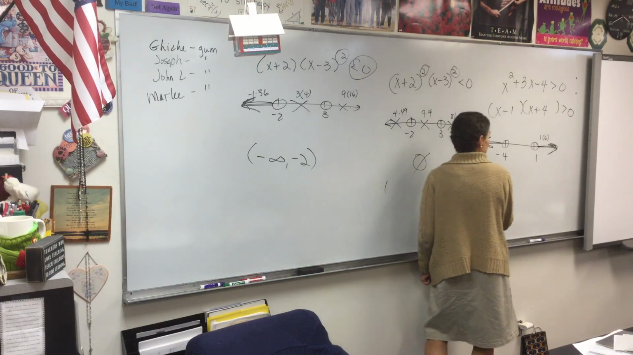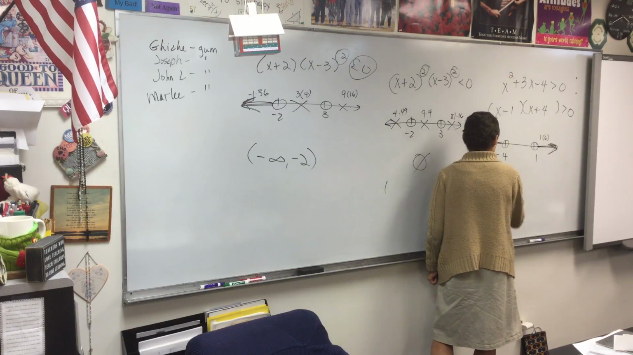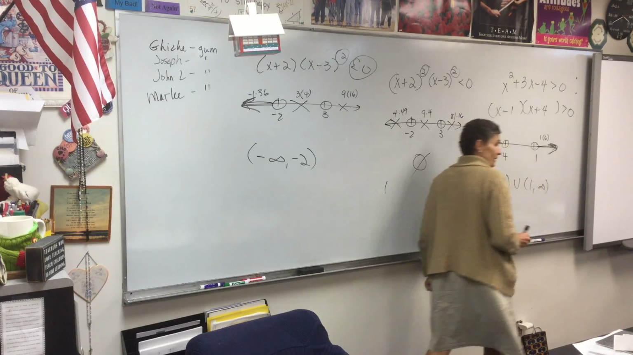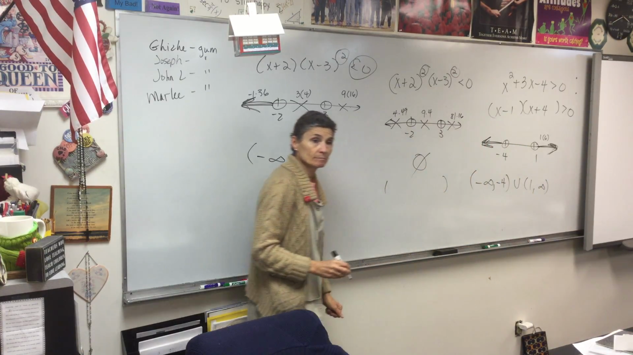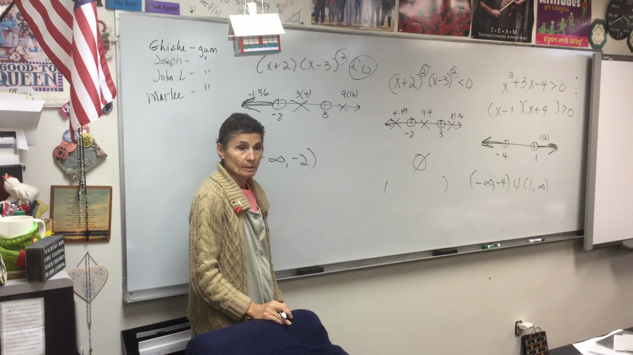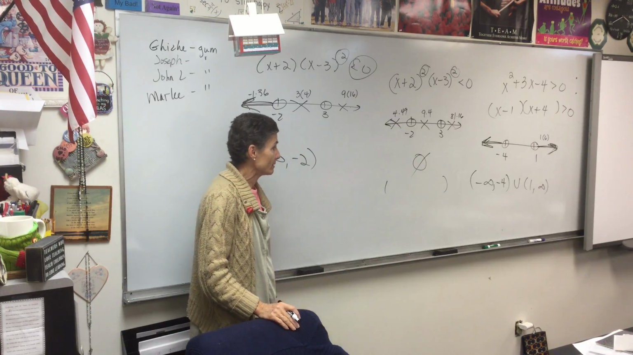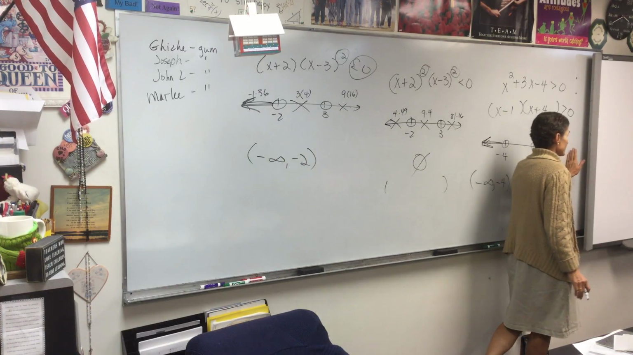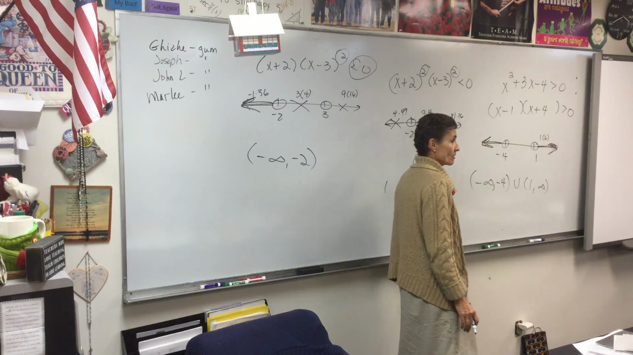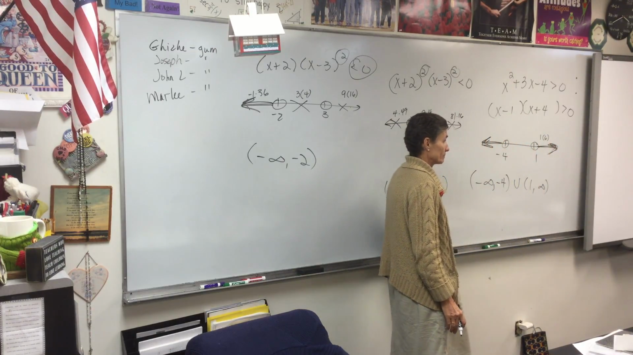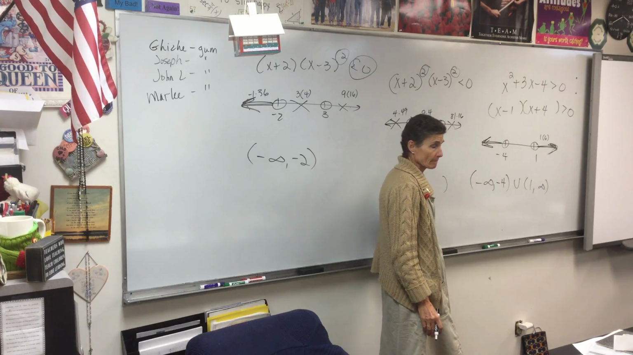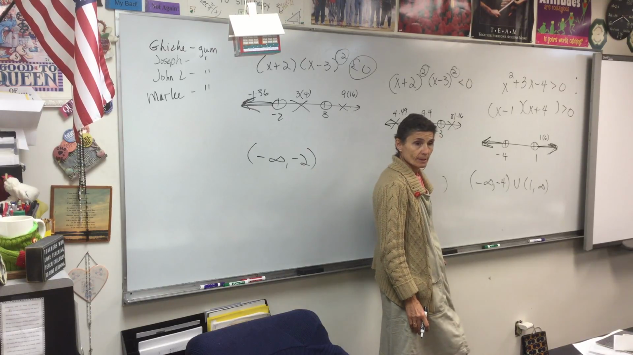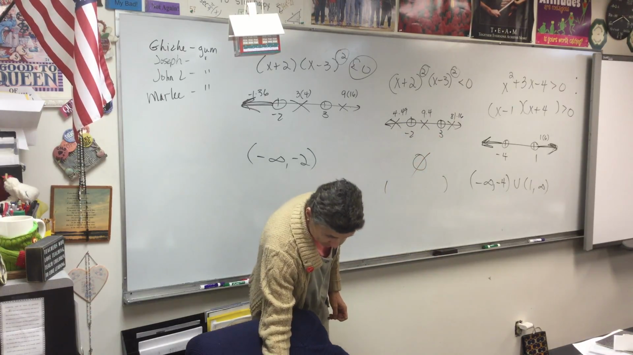So your answer is everything from negative infinity to negative 4, or everything from 1 to infinity. It's the whole left end of the number line and the whole right end of the number line. So negative infinity up to negative 4, and then 1 to positive infinity. Your arrows are the infinities, right? Anybody have an issue with that one?